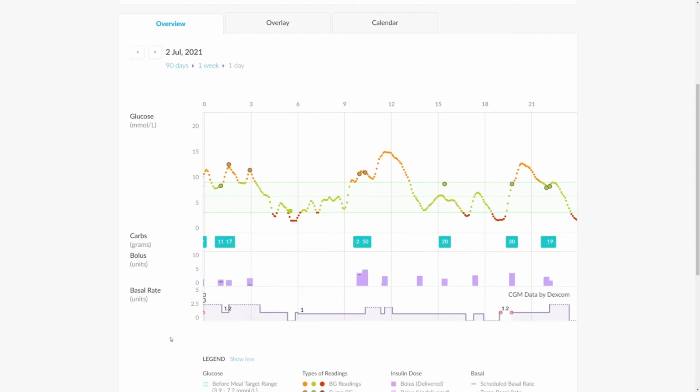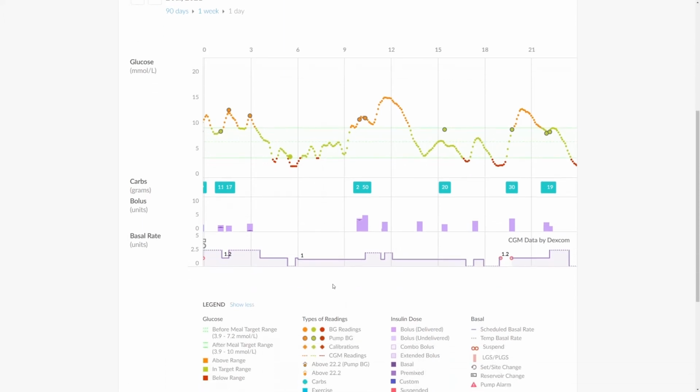Beneath that, we have the basal rate, where you see the dotted line represents a temporary basal, the solid line represents a scheduled basal, and we might get gaps in that line, such as we see here on the right-hand side, which is signified by the red dots, which show that the basal was suspended during this time. Any changes to the basal are seen here in black text, when the level may change from, for instance, 1.2 to 1 unit per hour.